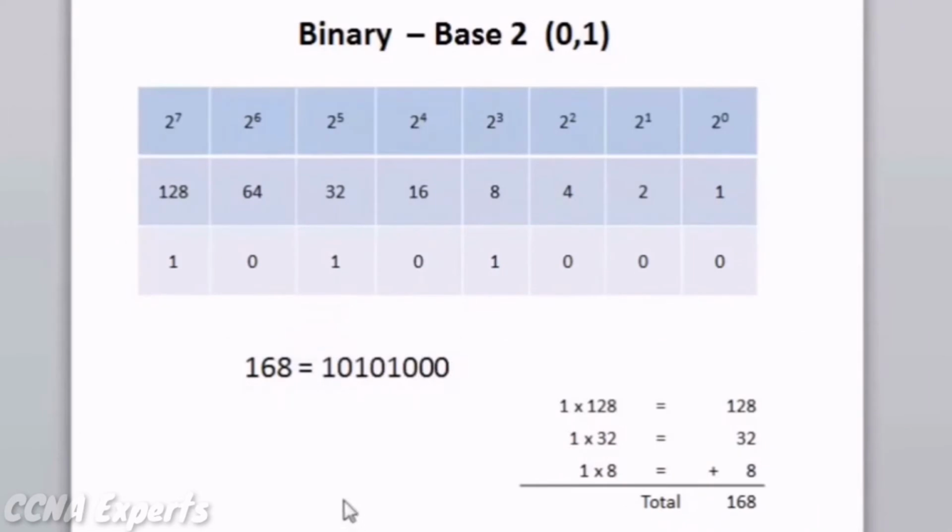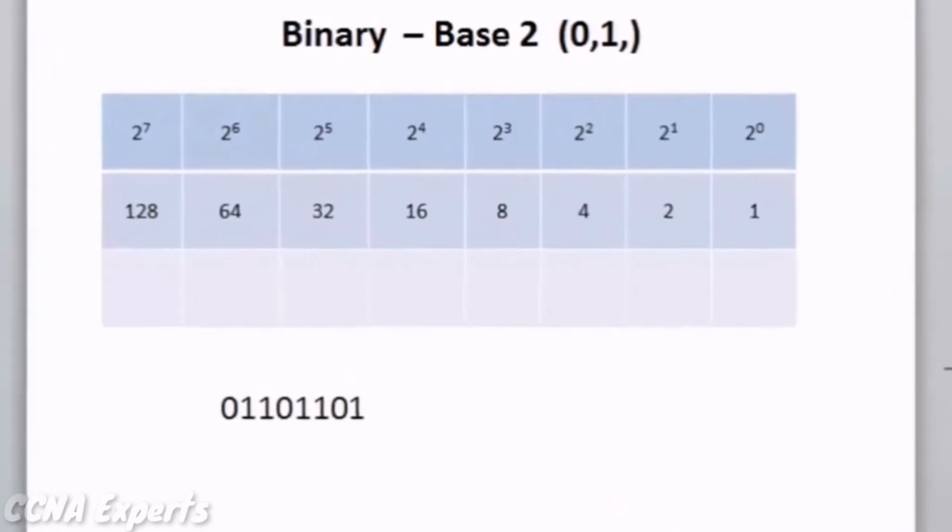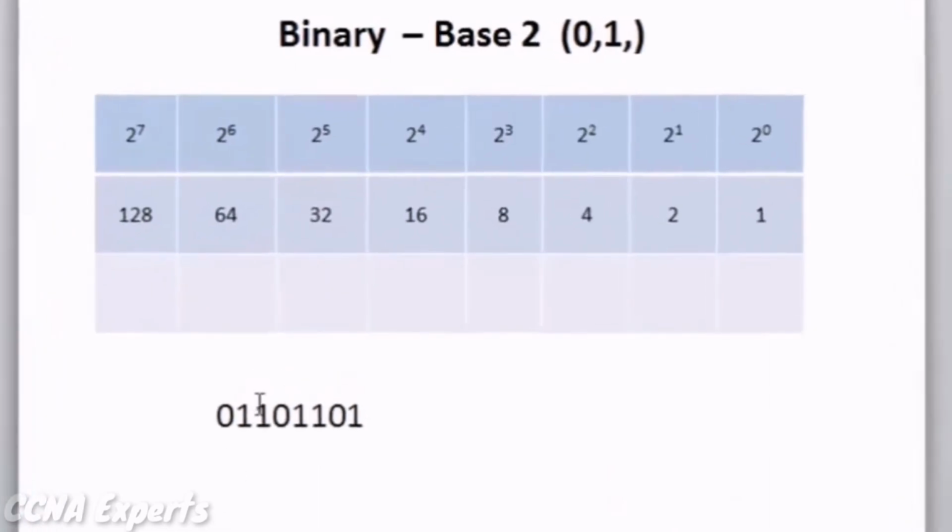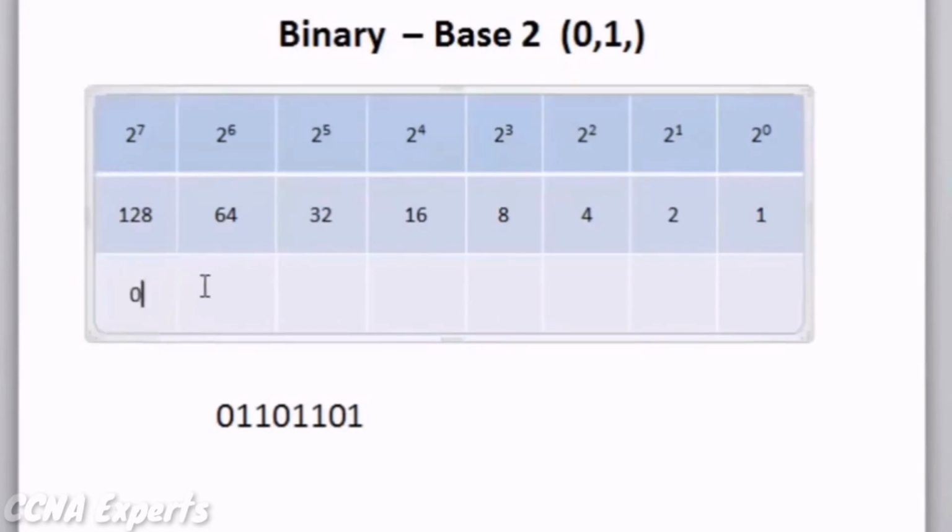I now have one 128, I have one 32, and I have one 8. And 128 plus 32 plus 8 equals 168. If we go to the next slide, you can see now that I'm charged with converting the number 01101101 to decimal. If I want to go the opposite way and convert this binary number to decimal, all I need to do is plug it into the place values. I'll put it in here, 0, 1, 1, 0, 1, 1, 0, 1, and then add it up.